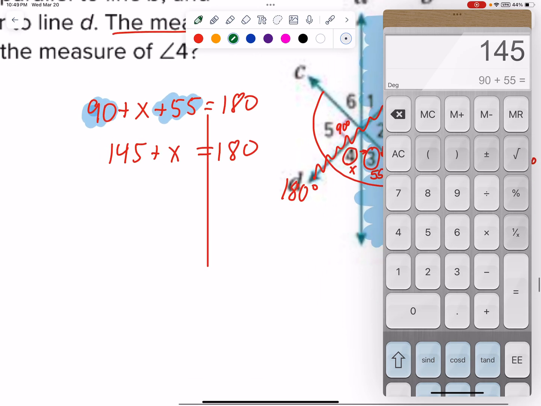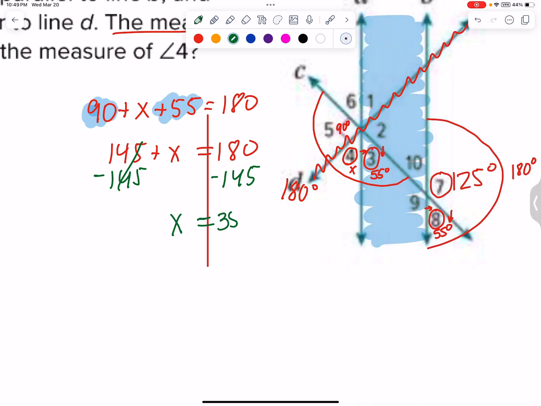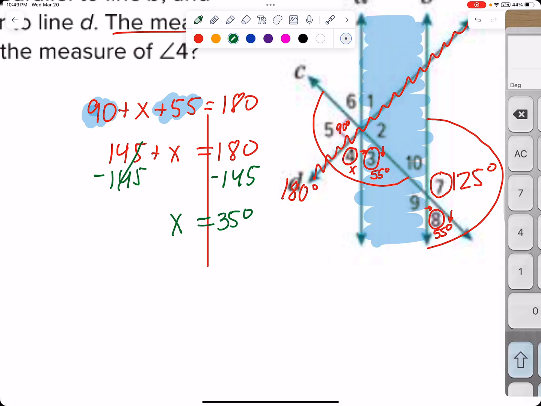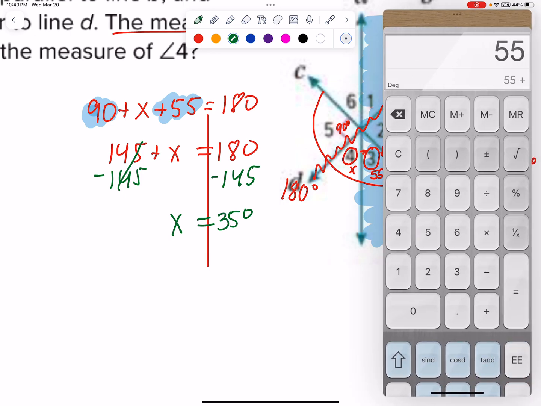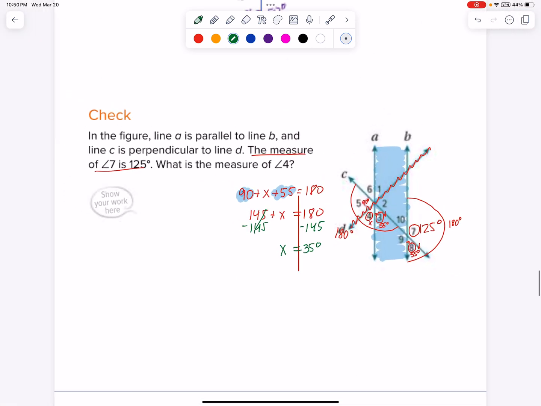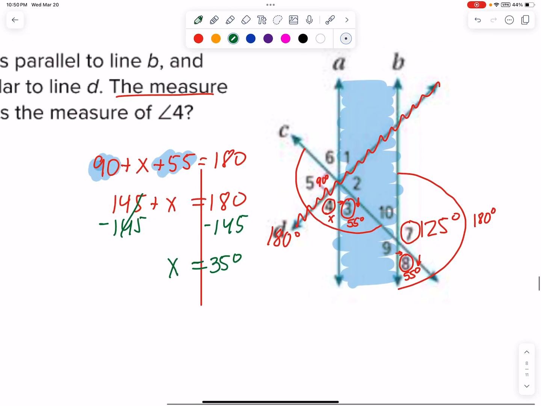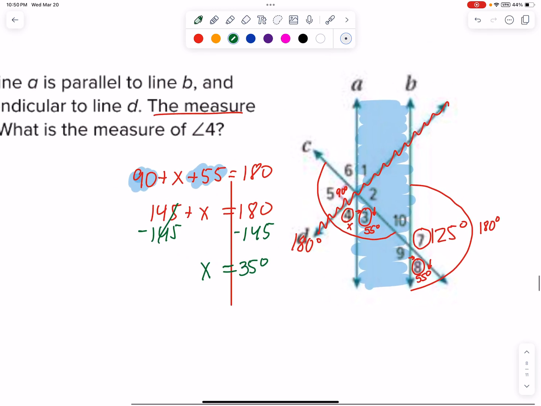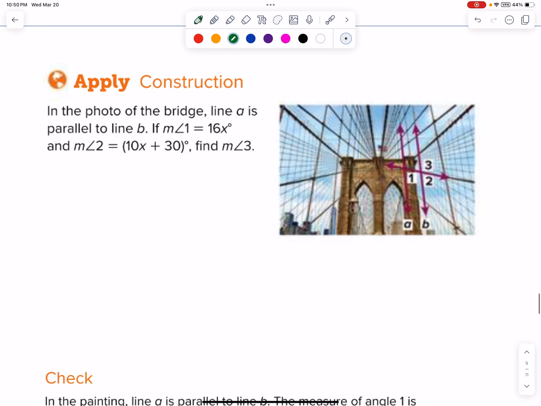Go ahead and start isolating your variable. We're doing opposite order of operations, just like normal. We have x equals 180 minus 145, and you get 35 degrees. Do a quick check. 55 plus 35 plus 90, and there we go. We get that 180 degree straight line. So the hardest thing here is probably just looking and trying to ignore different transversals that we don't care about as much.